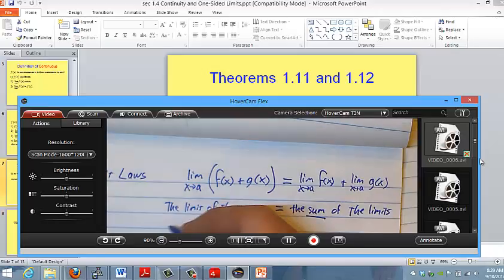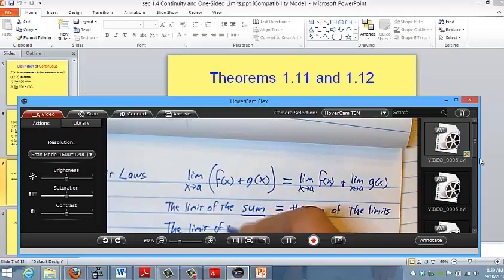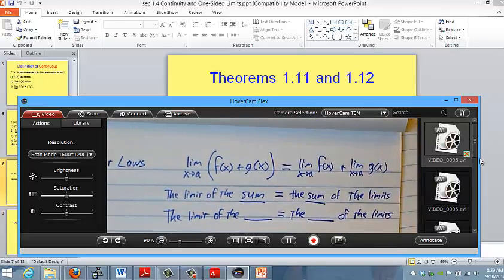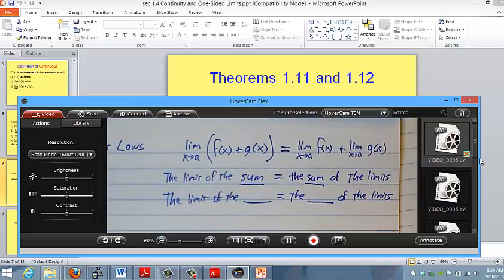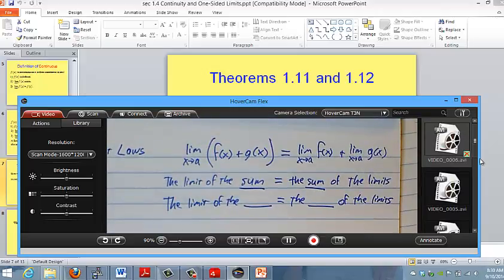It's also true that the limit of the fill in the blank is equal to the fill in the blank of the limits. Can you give me another word kind of like sum that you learned over the years in your algebra class? Difference. There's one. Which means, of course, we subtract. Do you think that's true? You're right. The limit of the difference is the difference of the limits. Another word. Product. The limit of the product is equal to the product of the limits.